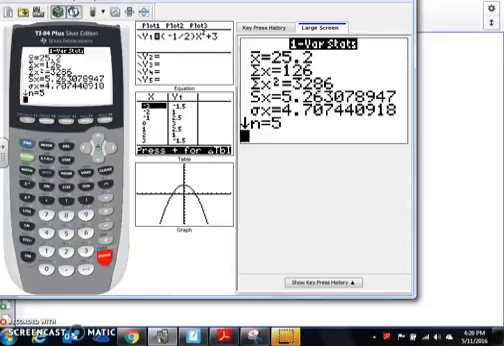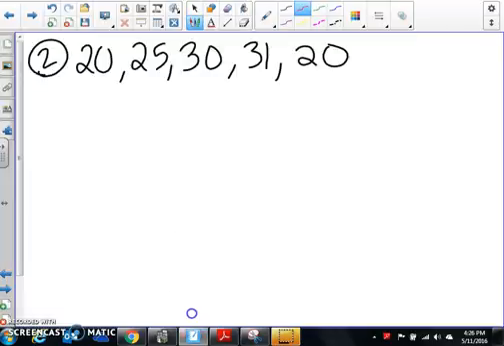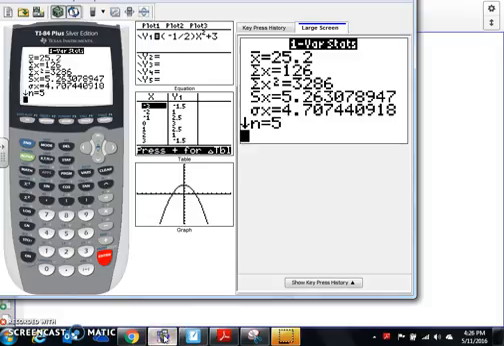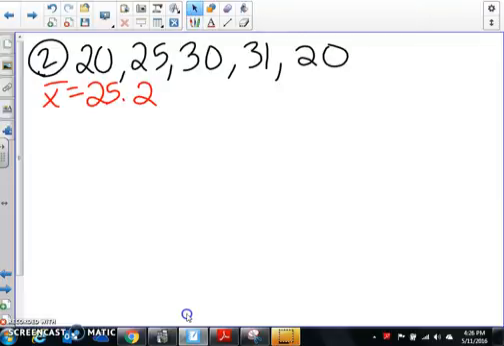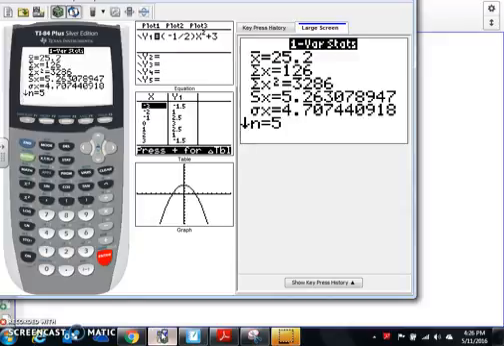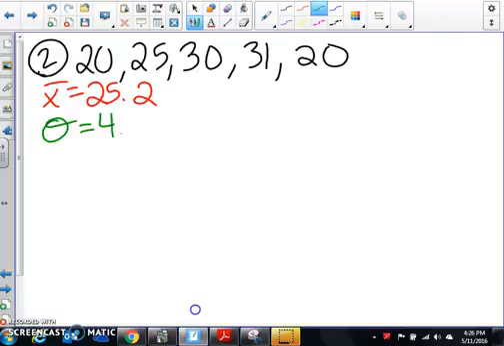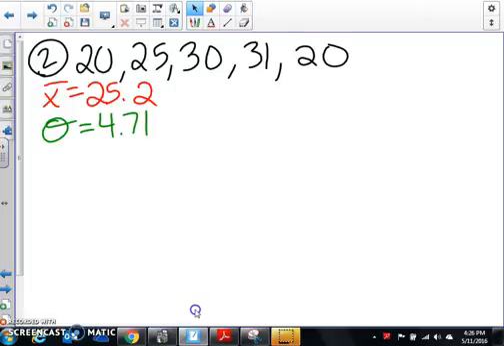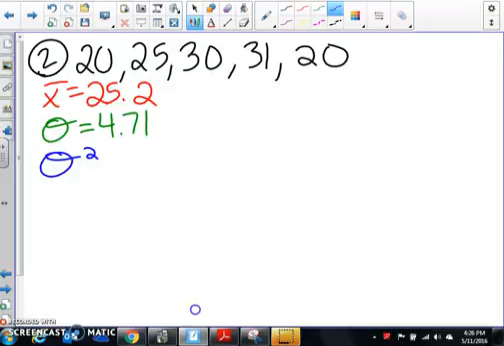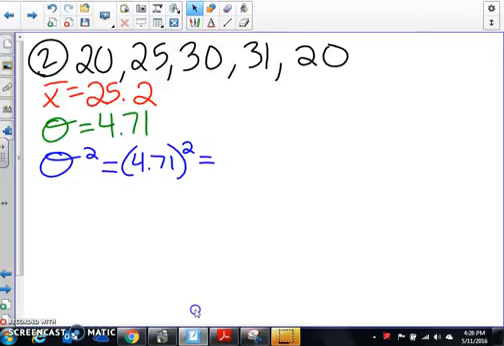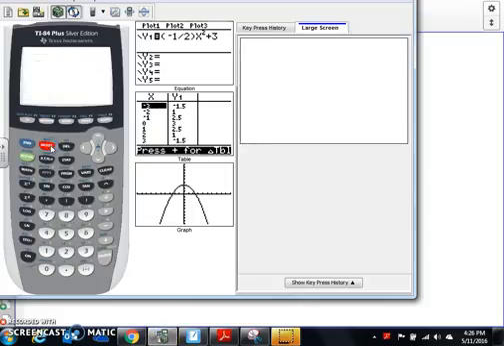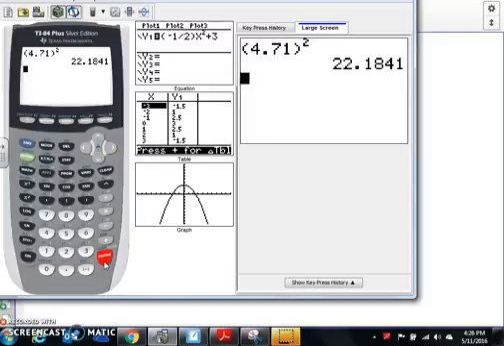All right, so let's just go ahead and jot down the important information that we need. X bar was 25 point something, 25.2. Our standard deviation is right here, 4.71. Okay, let's go ahead and find the variance, because the variance is 4.71 squared, which would give me, second quit, 4.71 squared, 22.18.